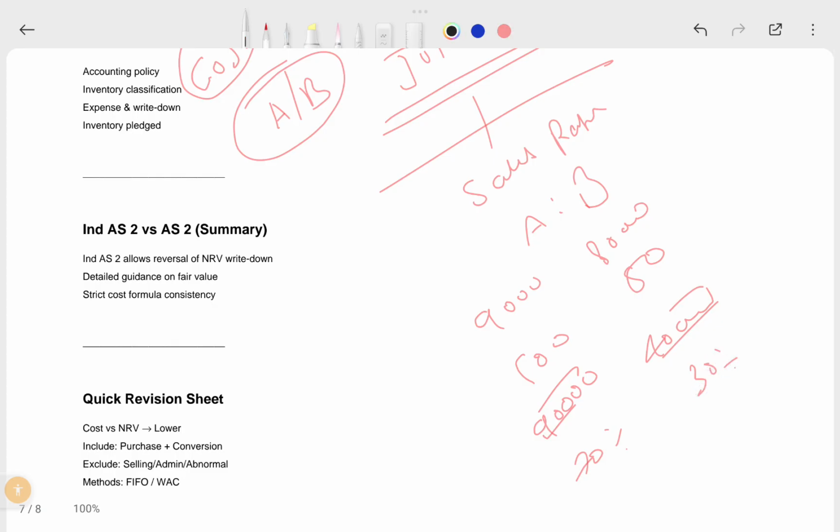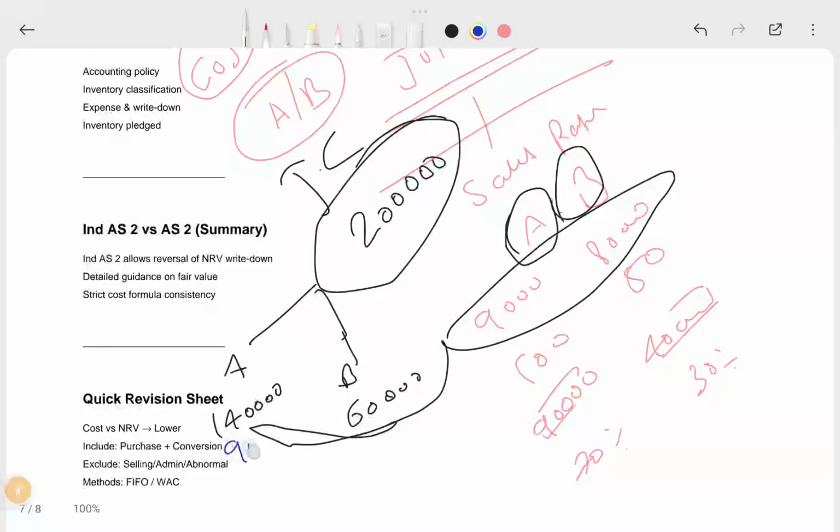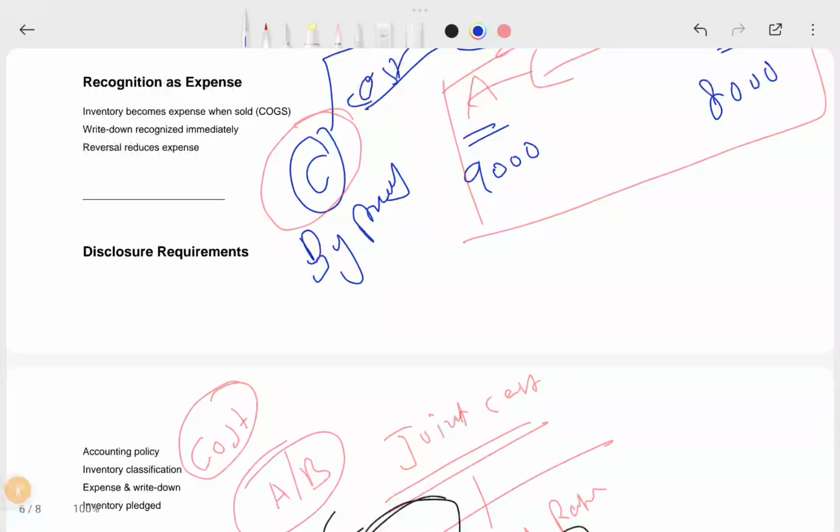To produce these joint products A and B, you have incurred 2 lakhs rupees joint cost. So you need to calculate item-wise cost, right? Now 70% is for A, so 1,40,000 is for A, and the balance 60,000 is for B. And then you need to calculate for each item. Dividing by 9,000 goods and 8,000 goods, you will get 15.55 cost of each item of A and 7.5 cost of each item of B. This is how you calculate joint cost when you have joint products in the production process.